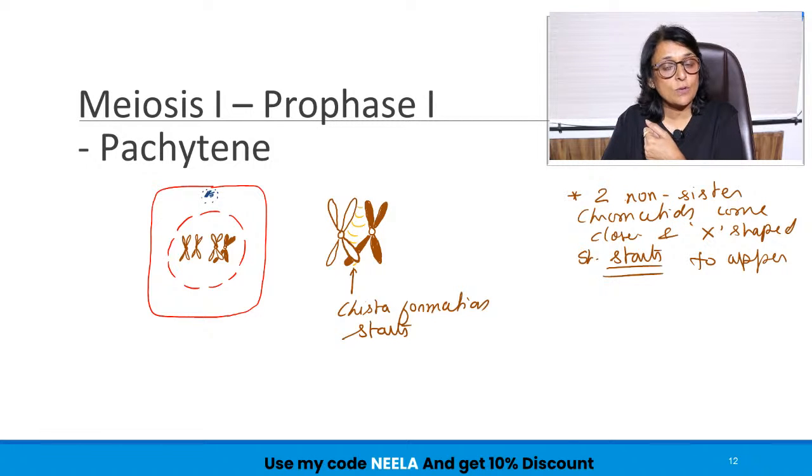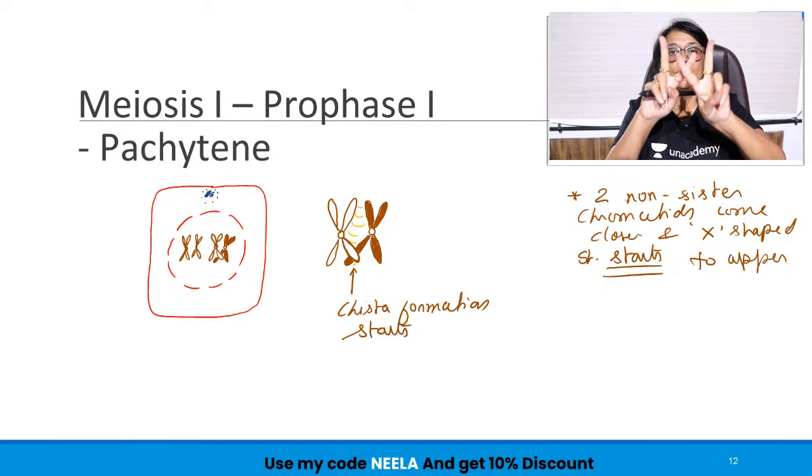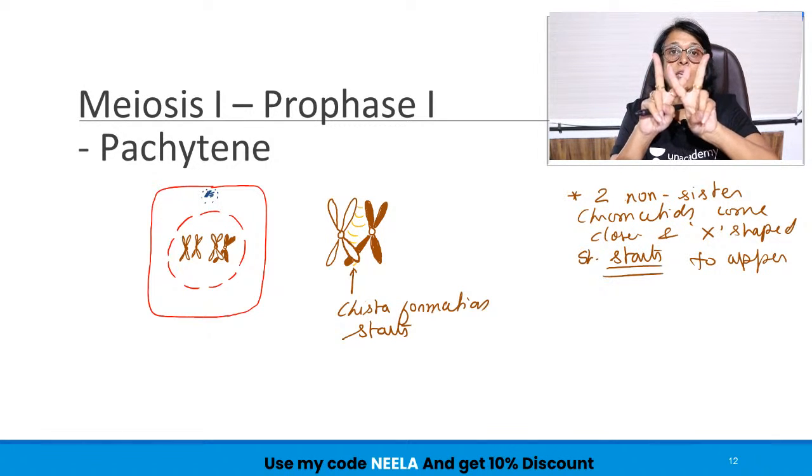How is the process going to start? These non-sister chromatids have to cross. Exchange of genetic material has to take place. For that, they should make a cross-like structure. So they start to move, and from a distance an X-like body is seen.